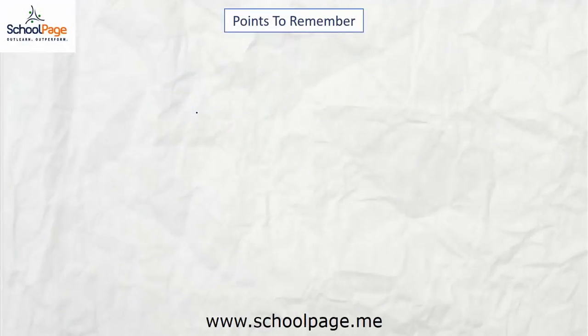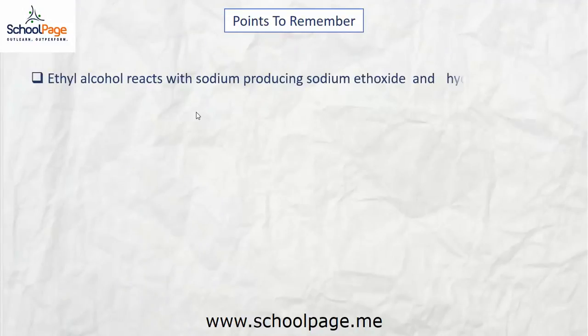So let's recall the important points. The first reaction is the reaction with sodium, which produces sodium ethoxide and hydrogen gas. Recall that in this reaction, ethyl alcohol behaves like an acid, giving away a proton.